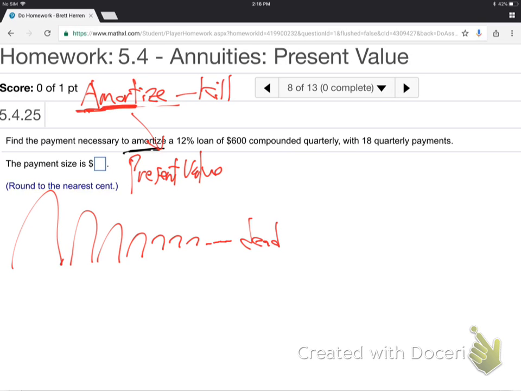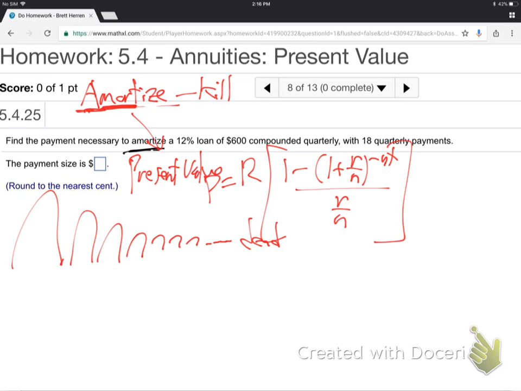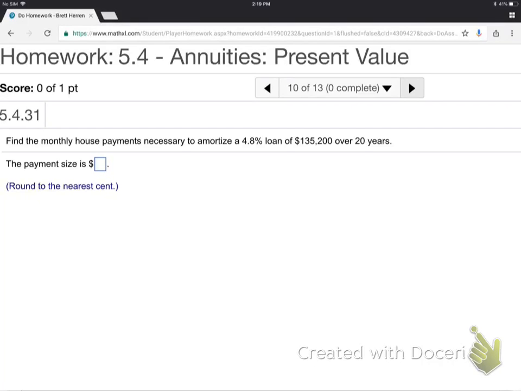So you would use the same formula, which is P equals R times (1 minus (1 plus R over N) to the minus NT) over R over N. If you amortize a loan, you kill a loan. Find the payment necessary to kill this loan. Let's go to something harder. I mainly want to show you: amortize means present value. You're killing a loan. Because you have the car now, you have the house now, you owe the bank a whole bunch of money now, and you're killing off that loan.